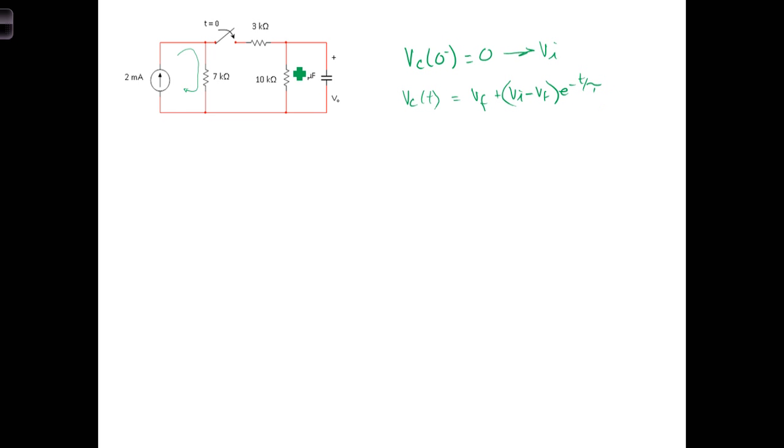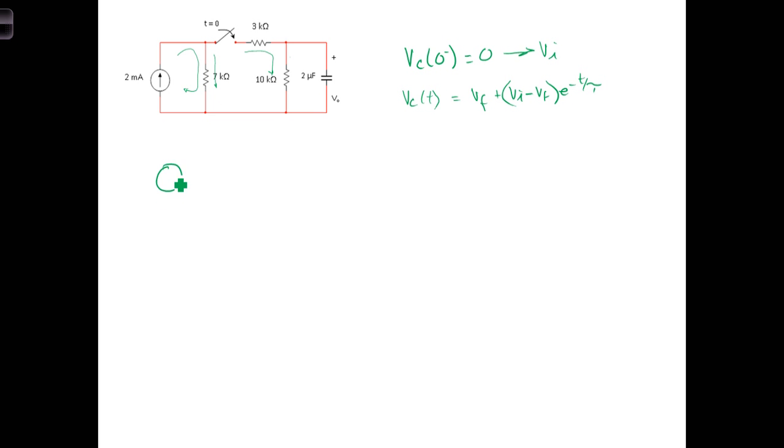V final is going to be the voltage across that 10k ohm resistor. The capacitor is going to charge up until there's no more current flowing through the capacitor, and all the current will be going through the 3k and the 10k ohm resistor. Well, not all the current. We'll then have a current divider going, part of the current coming down here through the 7k, and part of it going over through there, through the 3k in series with the 10k.